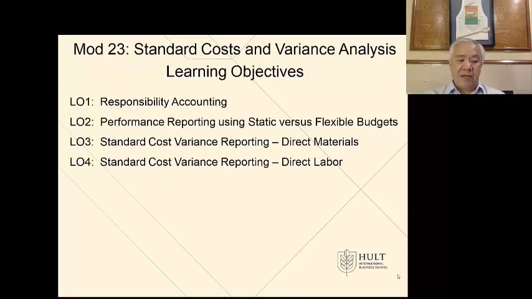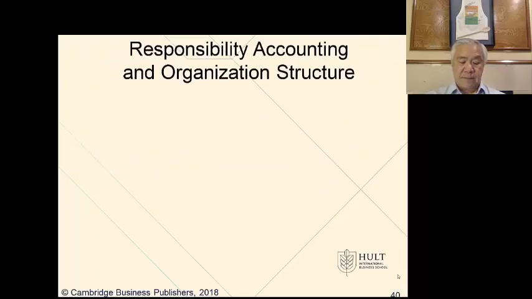Moving into Mod 23, standard cost and variance analysis. Our learning objectives here are first to look at what we mean by responsibility accounting, then look at performance reporting using a static versus a flex budget, and that carries on things we've been doing all during the managerial accounting section of showing the importance of separating variable and fixed costs. Then we'll do standard cost variances for materials and standard cost variances for labor.